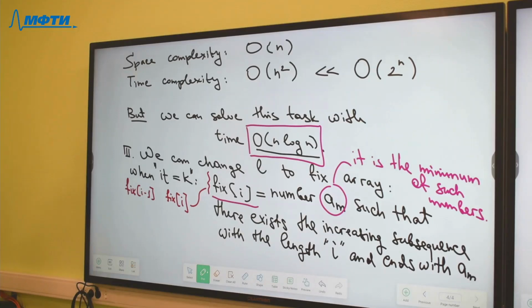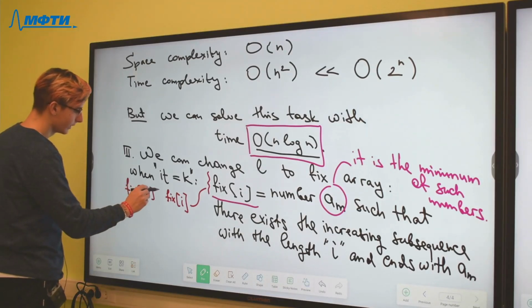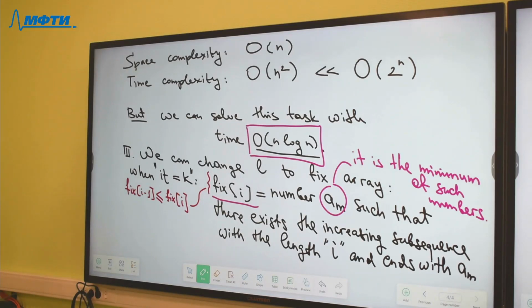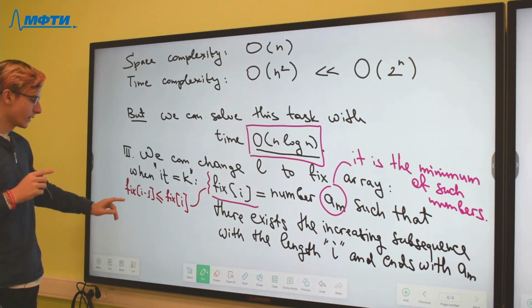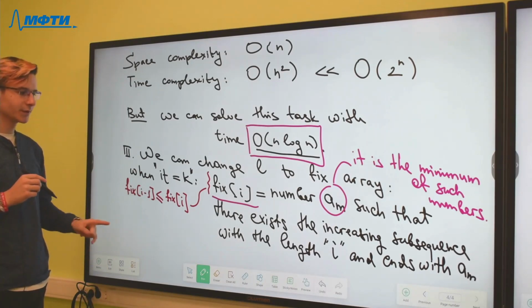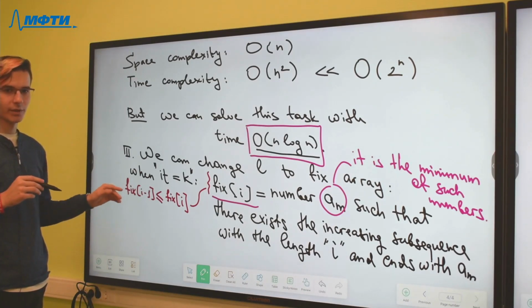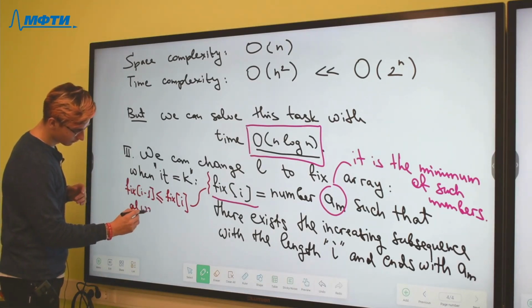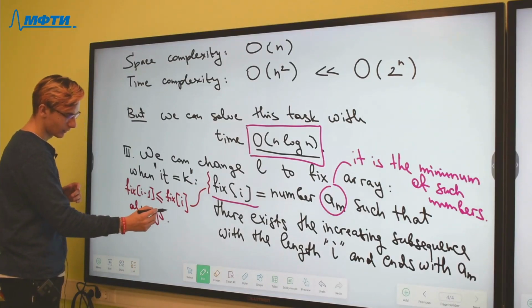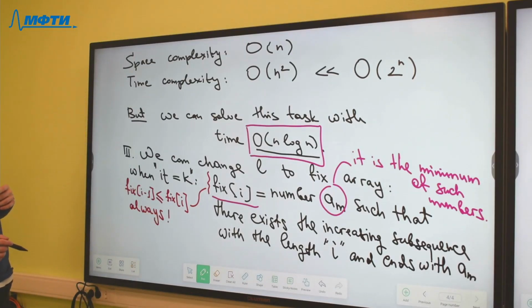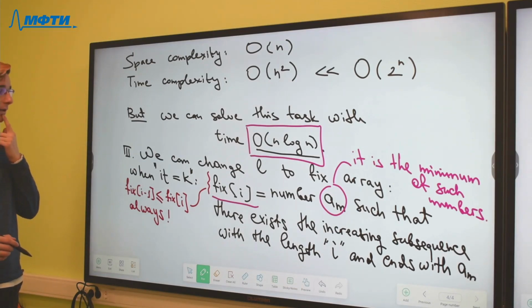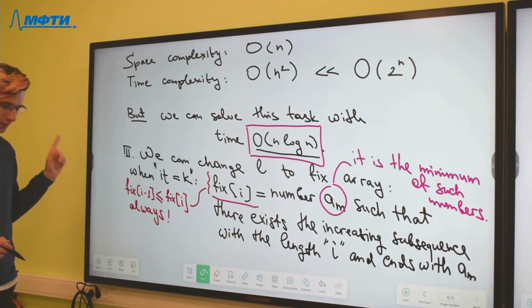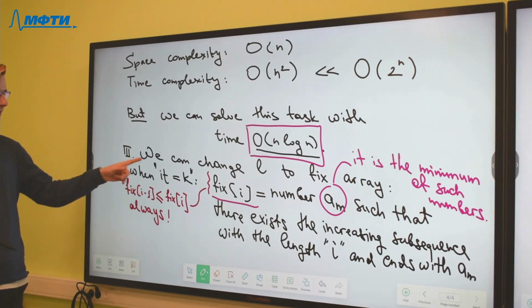Is fix[i] bigger than fix[i-1]? Yes. And so we can say that there is an invariant: fix is a sorted array, by increasing number. It is interesting that it is sorted.